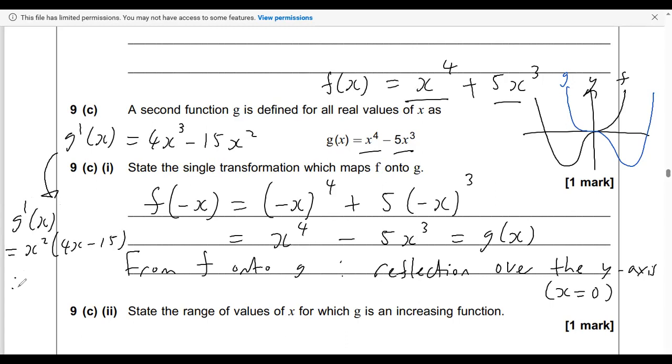So therefore, we're going to get 2 roots. We're going to get x equals 0, which is repeated because we've got the x squared there. So x squared equals 0 implies x equals 0 is a repeated root. So that's a repeated root.